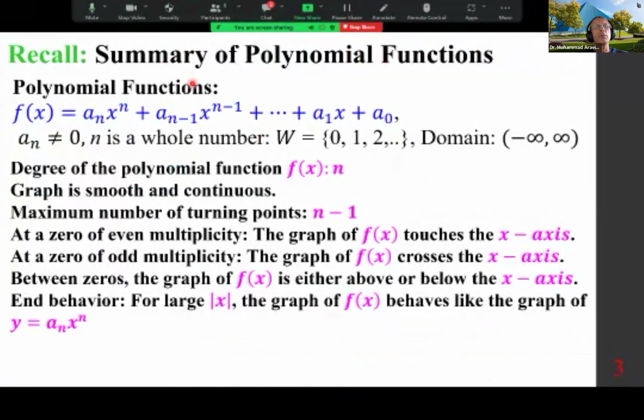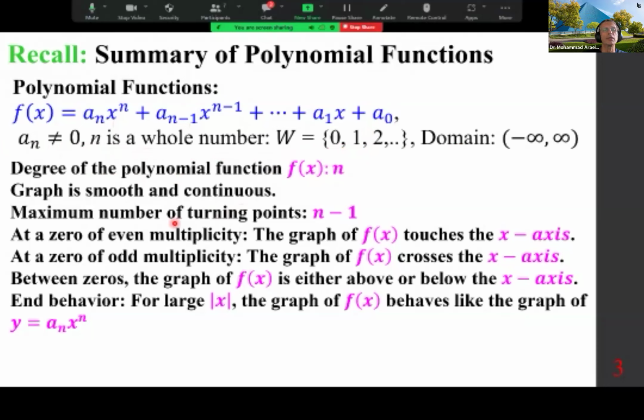So here's the summary. Everybody remembers polynomial functions by definition. f of x equals a sub n x to the power of n plus a sub n minus 1 x to the power of n minus 1, all the way to a sub 0, where a sub n can't be 0 and n must be a whole number, meaning 0, 1, 2 to infinity, with the domain of negative to positive infinity. Degree of the polynomial function is n.